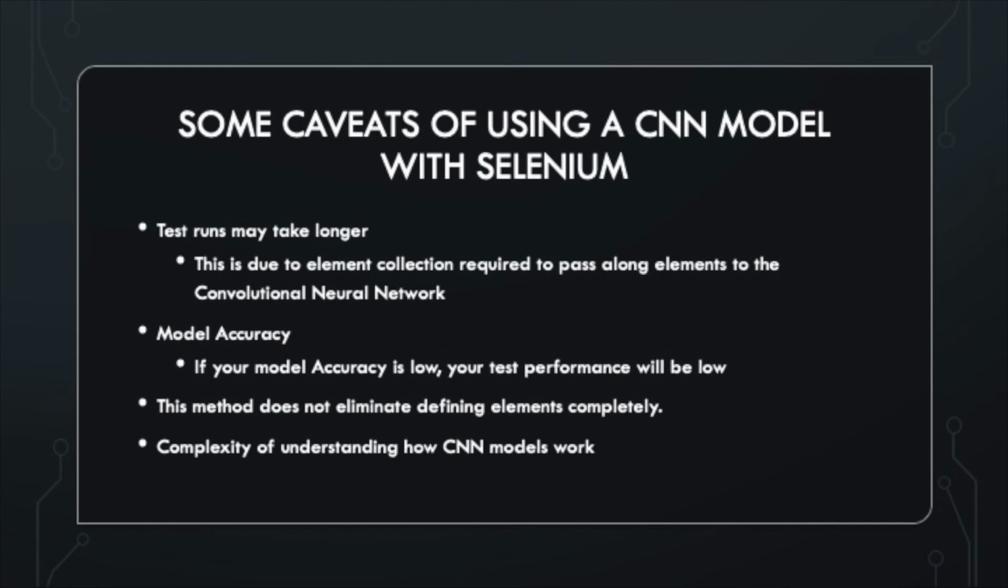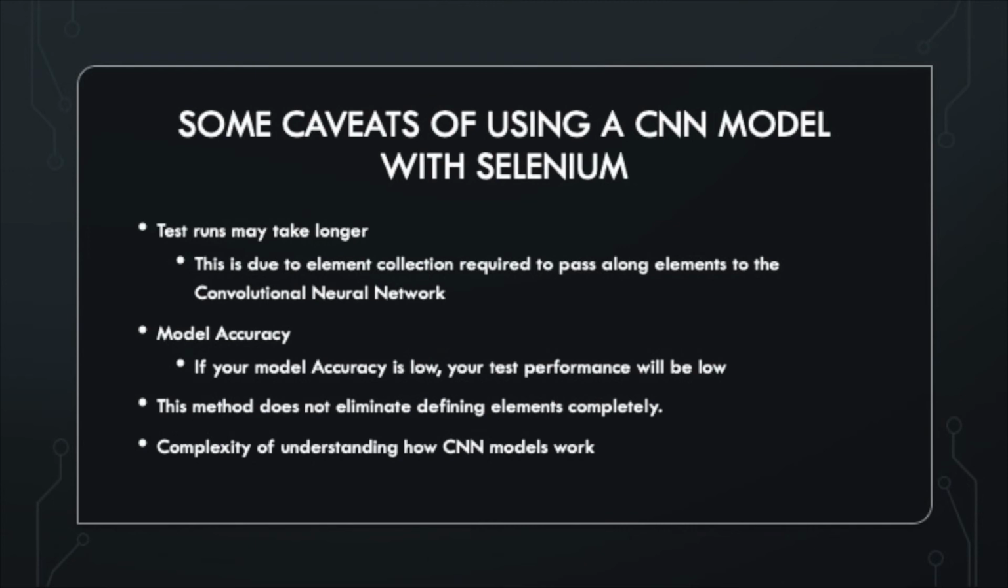The second caveat is model accuracy. If the model that you are using has a low accuracy, then your test performance will be very low. What I mean by that is that low accuracy means the chances of the model being able to accurately classify the image that you are passing with the label will be significantly reduced.